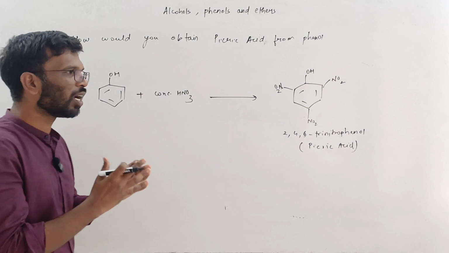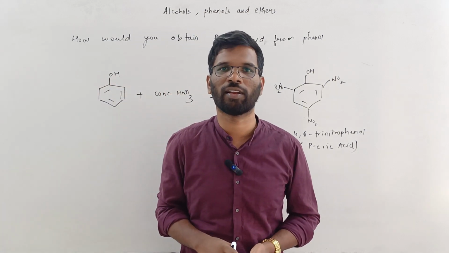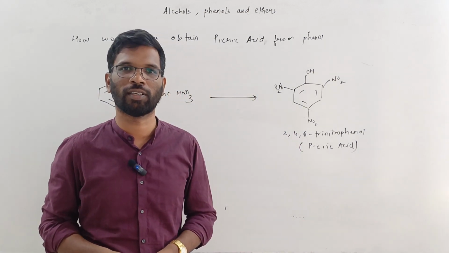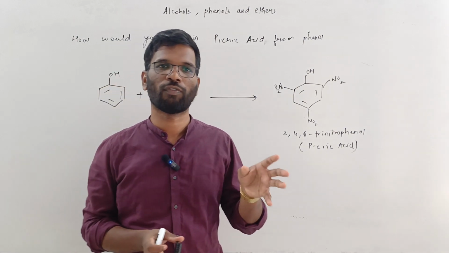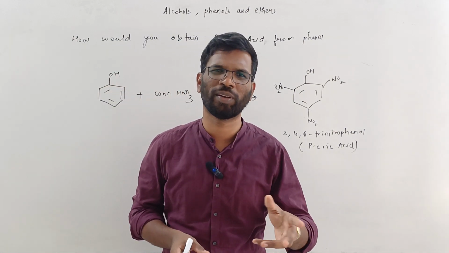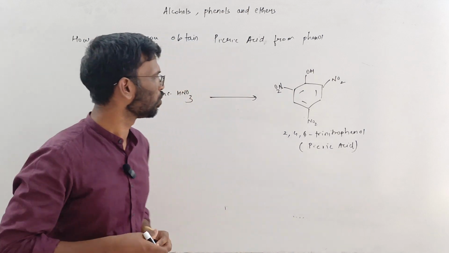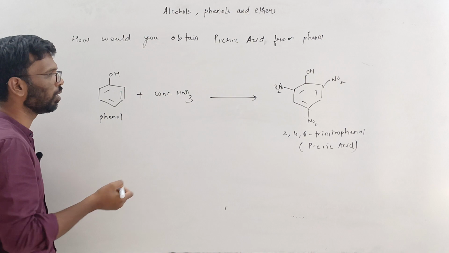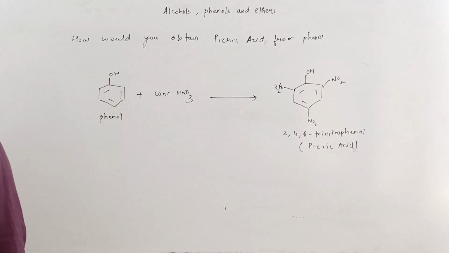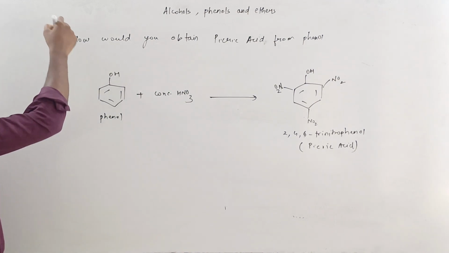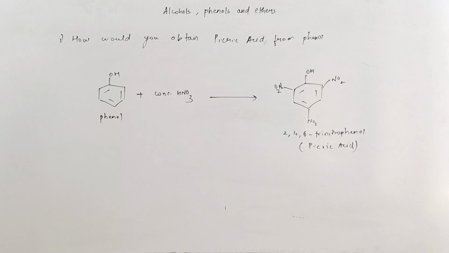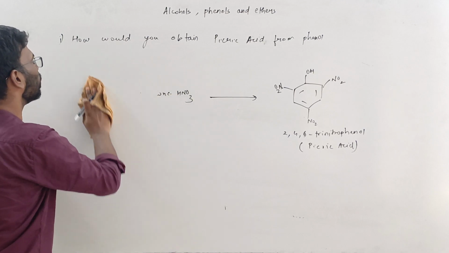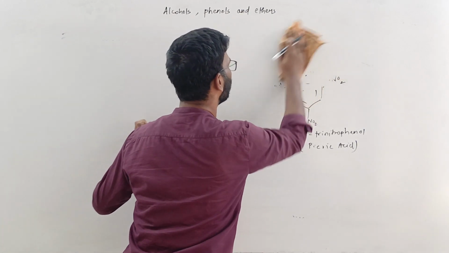So this is how we learn. Questions could be asked in any manner, like preparation of picric acid, or write the reaction of phenol with concentrated HNO3. These could be different ways the question could be asked. This is an example of what could be the question: phenol and concentrated HNO3. Then next is benzoquinone from phenol. This is the first question: how would you obtain picric acid from phenol? Then, convert phenol to benzoquinone.